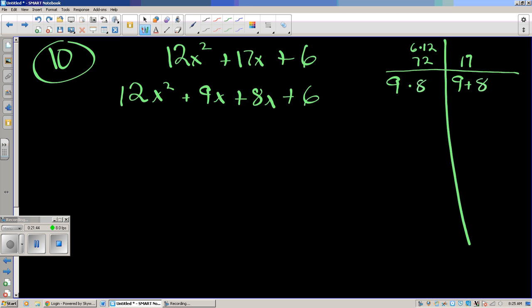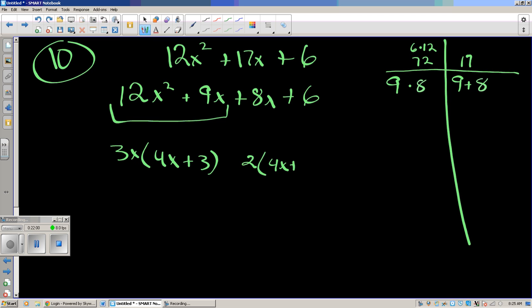All right. So once we split that, I've got a 3x in common, which leaves me with 4x plus 3. And then in this one, I've got a 2 in common, which leaves me with 4x plus 3. And I can put those together, 3x plus 2, since they're both multiplying the quantity of 4x plus 3. We're not solving on this one, so that's my answer. It's just looking for it in factor form.